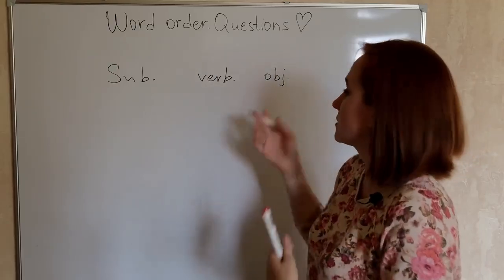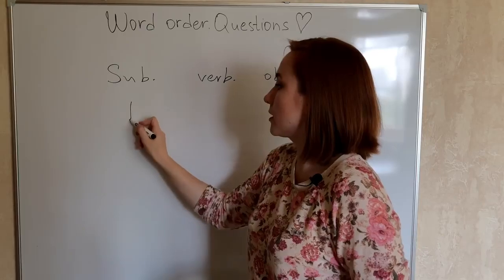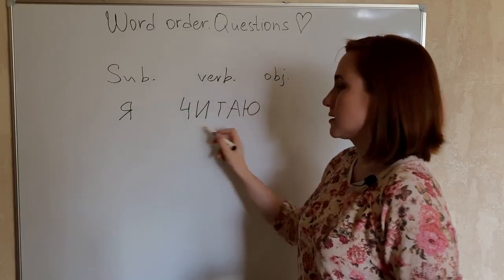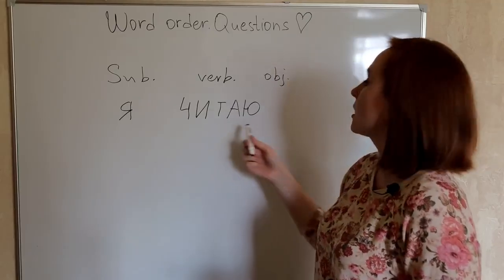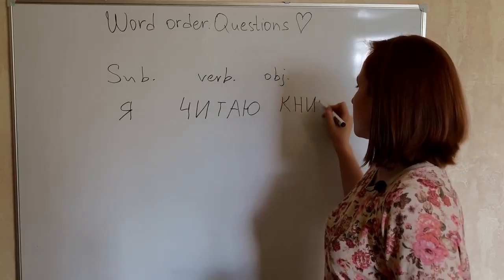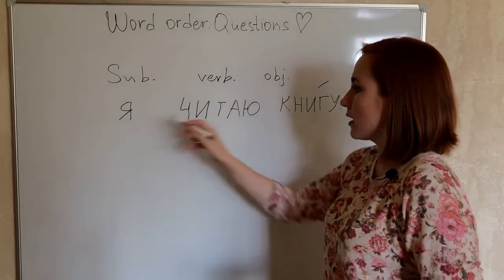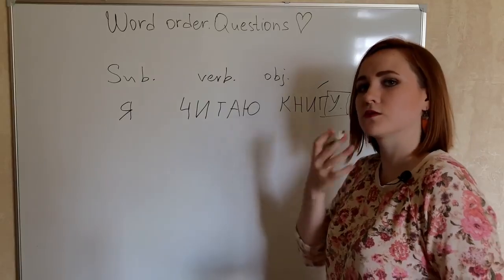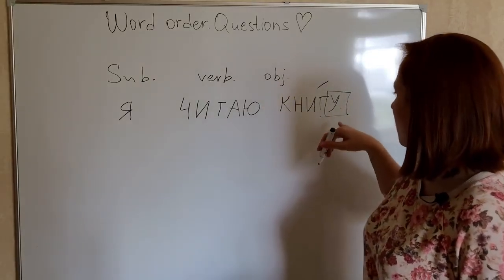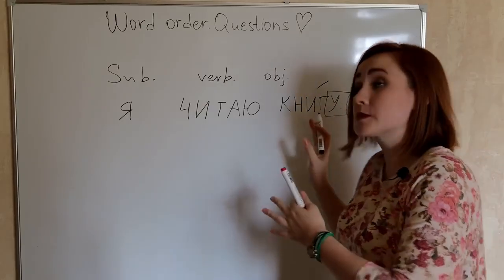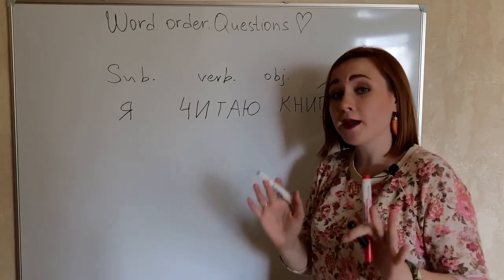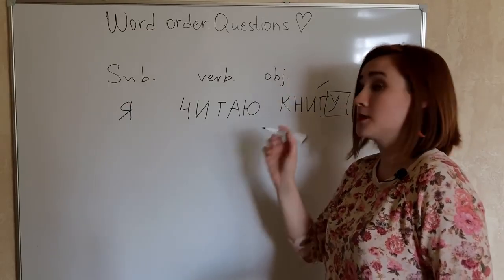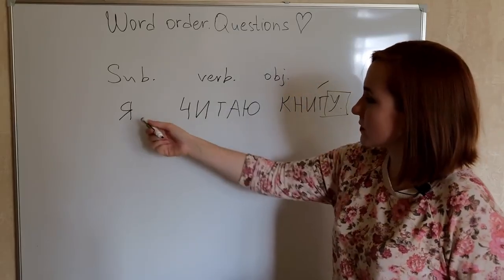In general, of course, there are different variations. For example, я читаю. I hope you remember this verb. Читать. To read. Читаю книгу. Книгу, a book. I'm reading a book. Don't ask me about this ending U now. So, it's all about cases. We will speak about cases, don't worry, they're coming. Just like winter, cases are always coming when you deal with Russian, with learning Russian.